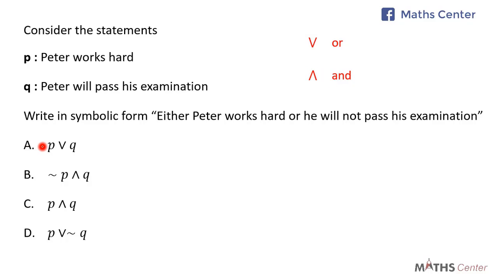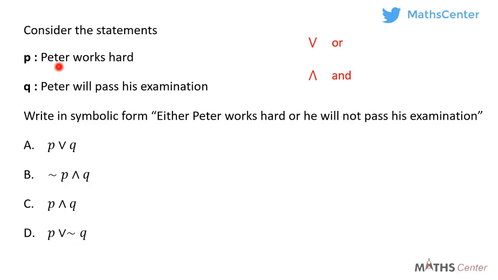So the first option is P or Q. The second option is negative P and Q. The third one is P and Q. And the fourth one is P or negative Q.